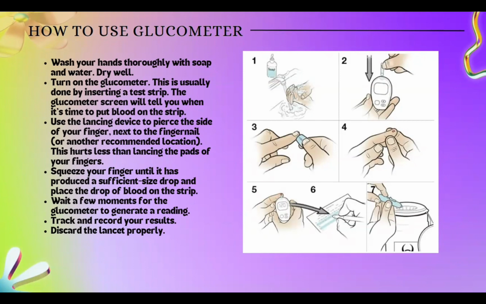Use the lancing device to pierce the side of your finger next to the fingernail. And then squeeze your finger until it has produced a sufficient sized drop and place the drop of blood on the strip. Wait for a few minutes for the glucometer to generate a reading. Track and record your results and then discard the lancet properly.